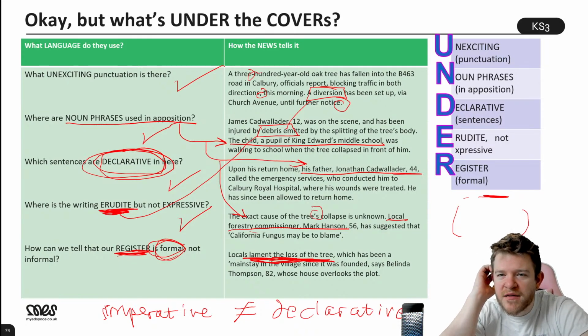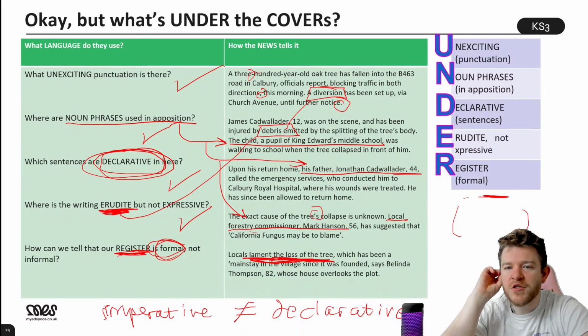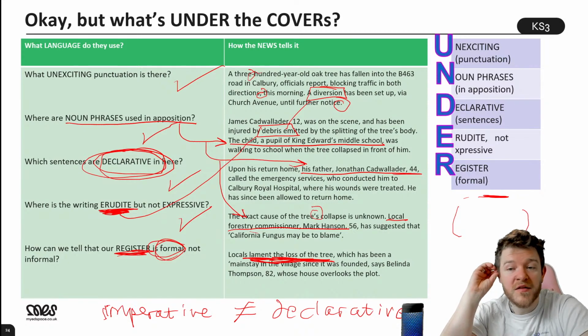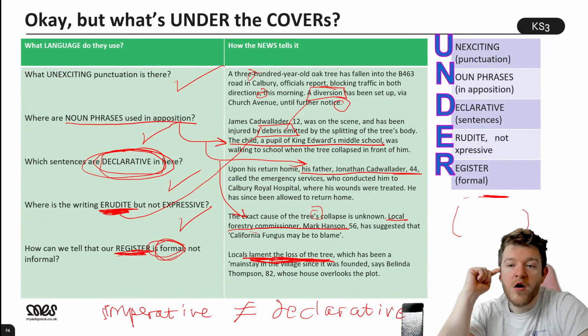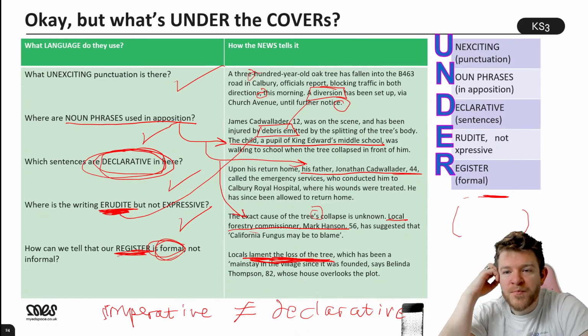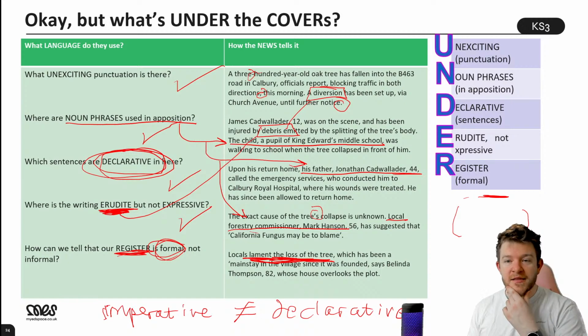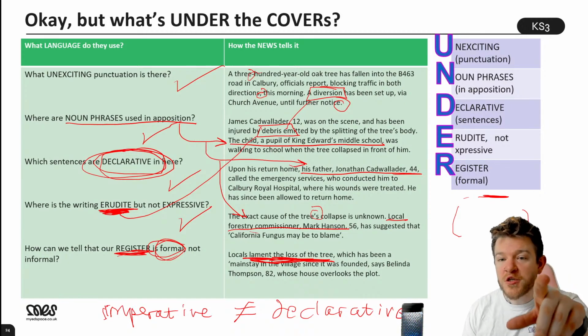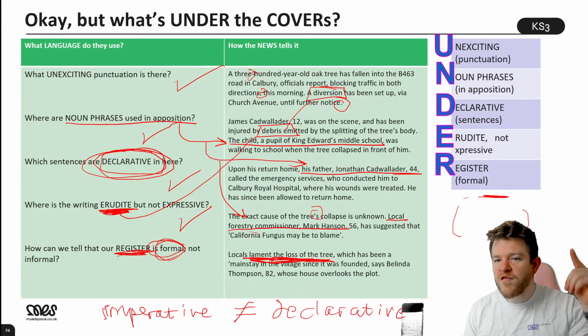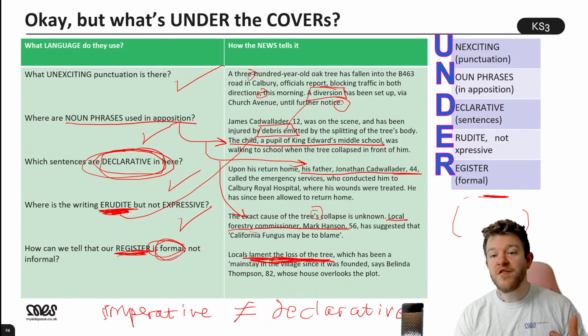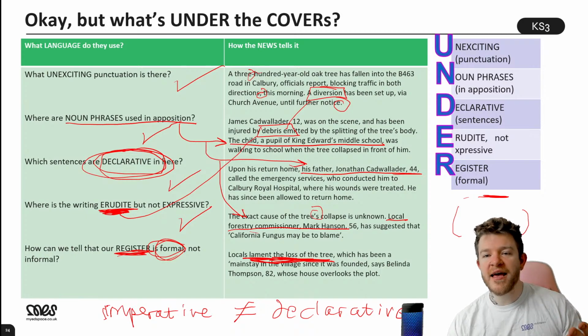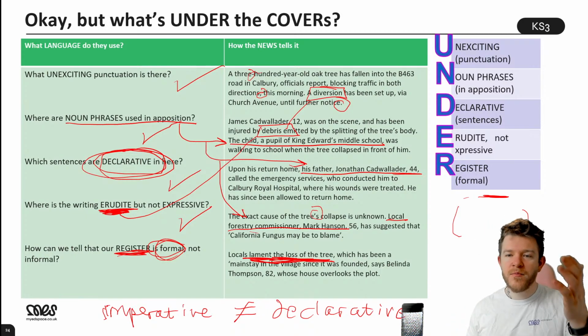Emitted by the splitting of the tree's body. Yeah, very formal language that, isn't it, Crazy Cat? Yeah. He has since been allowed to return home might be one, rather than saying they let him go home afterwards. They would feel bad about the tree instead of lamenting the loss of the tree. Yes, nice one. Shot Batalix. Until further notice is formal. An informal way to say it would be diversion will not be there, will be there until taken down later. Yeah, awesome.